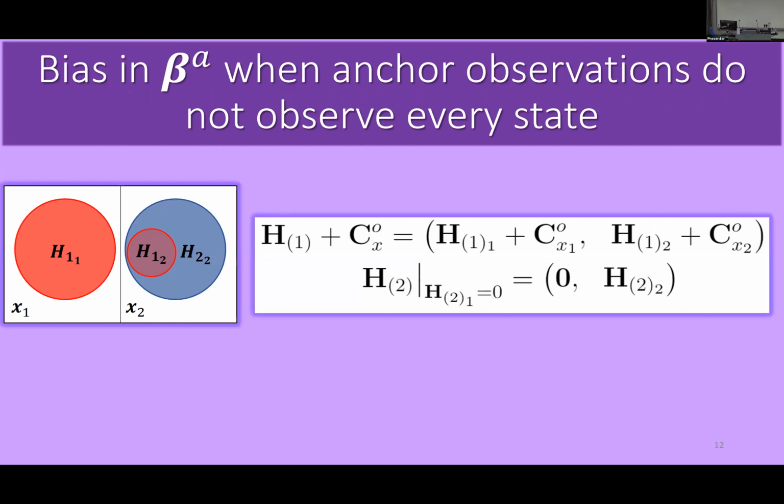So as I explained at the beginning, anchor observations don't observe everywhere. So in our setup of this, we assume that the anchor observations, which I've shown by this blue circle, only observe states in what we call X2. So they only observe half of the state, whereas biased observations, which are these red circles, could observe anywhere in X1. So they could observe different states to the anchor observations, or they could observe anywhere in X2. So they could observe the same states as the anchor observations.